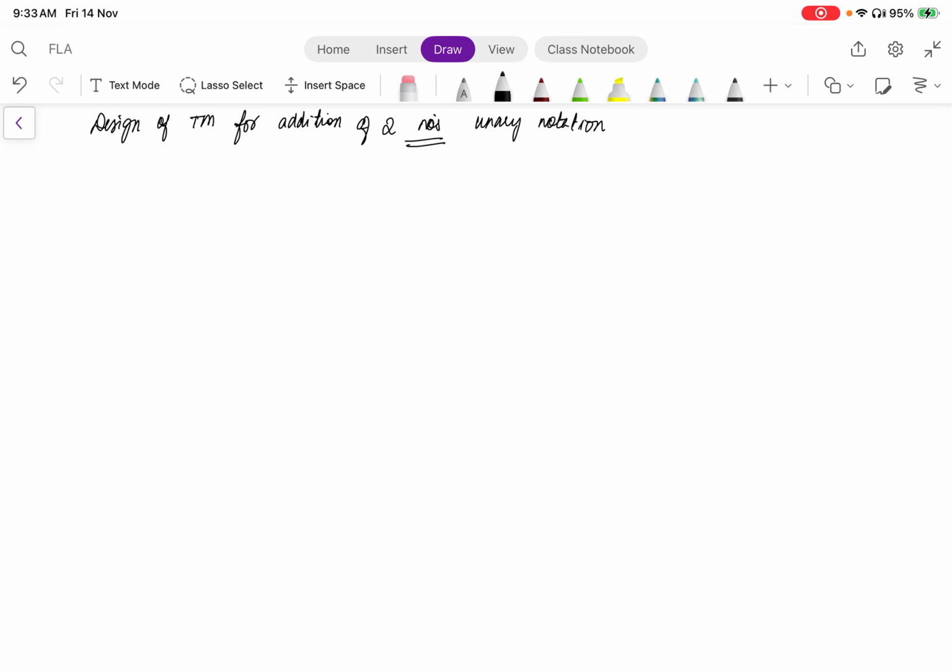Let us say the two numbers are a equal to 4 and b equal to 3. It can be any number. You can use the same Turing machine for any numbers. So a is represented using four ones or four zeros. B can be represented using three ones or three zeros. So this is your unary notation.